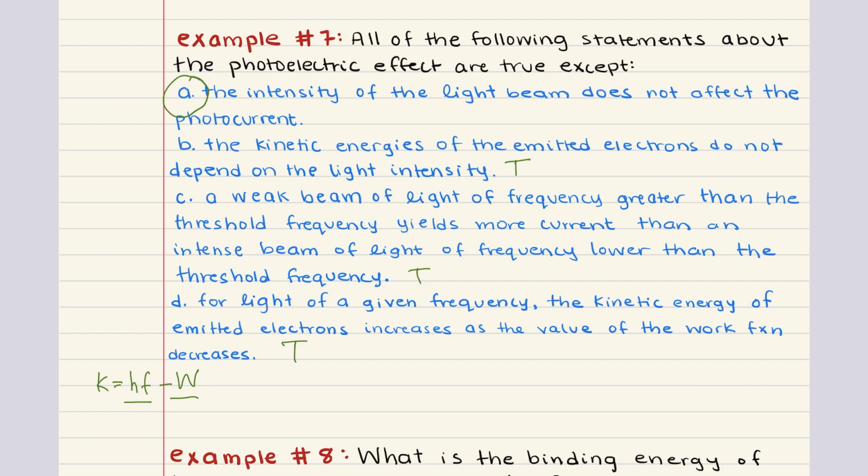And again, we can look at this equation to figure that out. For a given frequency f, a smaller work function leaves more excess energy for the electrons, resulting in a higher kinetic energy. So this relationship aligns with the principles of the photoelectric effect. So again, to summarize, statements B, C, and D are all true, but statement A is false, so the correct answer for problem 7 is A.